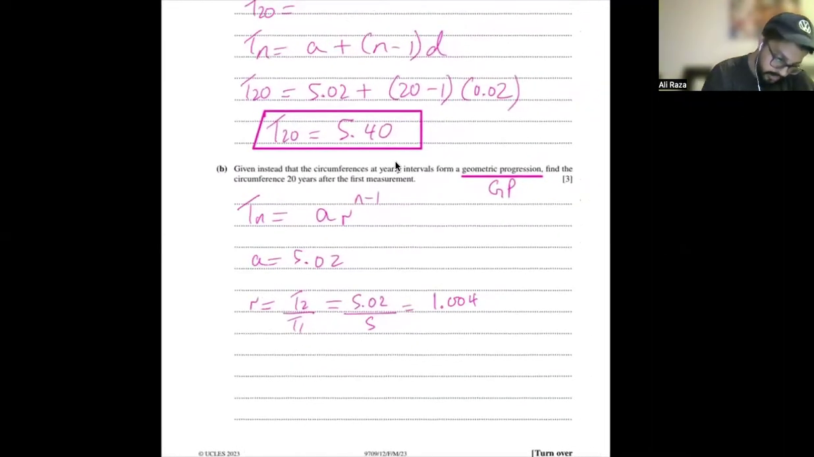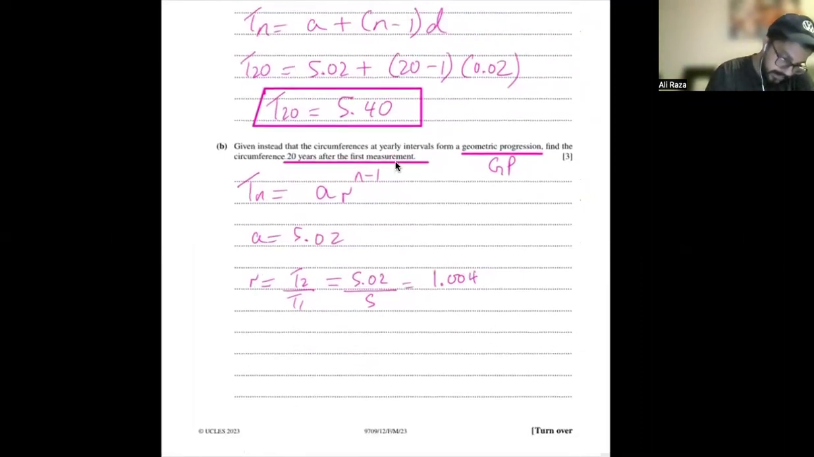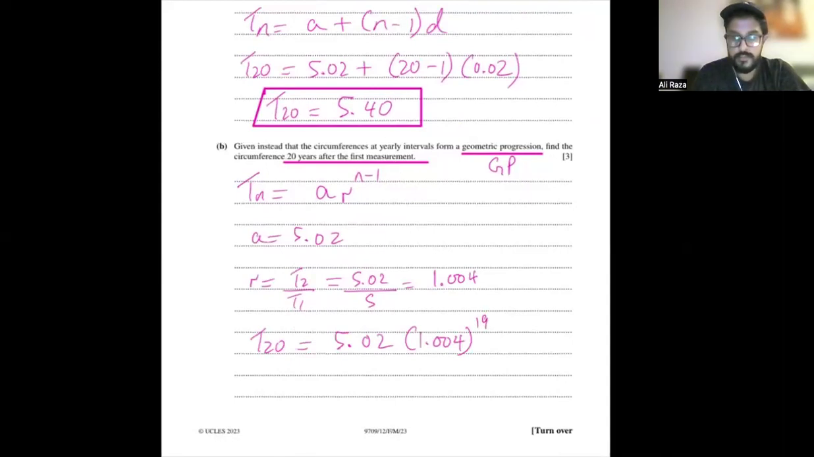Now we need to find the term 20 years after the first measurement. So again, we'll take A as 5.02 in this. So T20 comes out to be 5.02 multiplied by 1.004 power 19. The value comes out to be 5.415, so we can round it off to 3 significant figures. And this comes out to be 5.42.